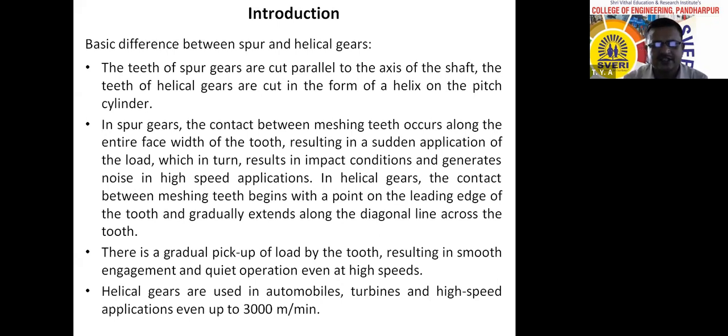In helical gears, the contact between the two teeth begins at a point on the leading edge of the tooth and gradually extends along the diagonal line across the tooth. Since there is a gradual pickup of load in case of helical gear, it will result in smooth engagement and quiet operation even at high speeds. Therefore, helical gears are used in high-speed engines even up to applications of 3000 meters per minute.